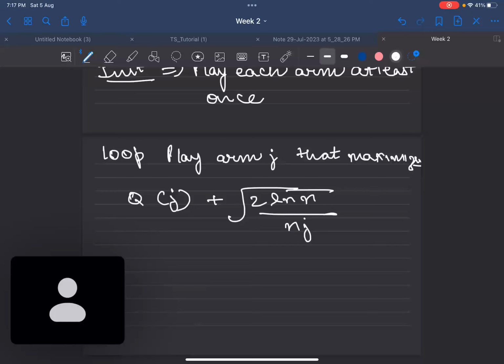Yes, we'll go through it in detail. So what does this refer to, anyone? What is QJ? Again, I'm asking. Ma'am, the estimated reward of arm J.